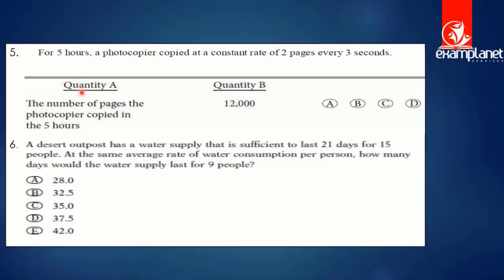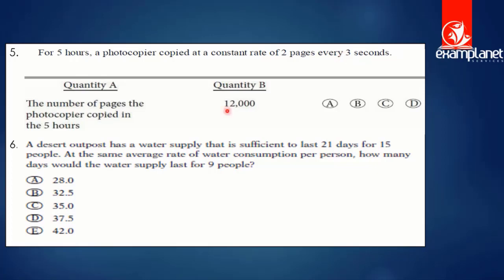So the copier will produce 2 pages every 3 seconds. 2 pages require 3 seconds. Now, we are looking at the number of pages that will be done in 5 hours. So if you can do 2 pages in 3 seconds, how many pages are you going to do in 5 hours? That means you have increased the amount of time, so definitely you expect to produce more pages than 2. An increase in the period of time will also cause an increase in the number of pages that will be produced, and that is simply a direct proportion.